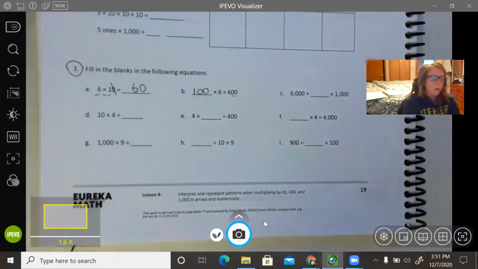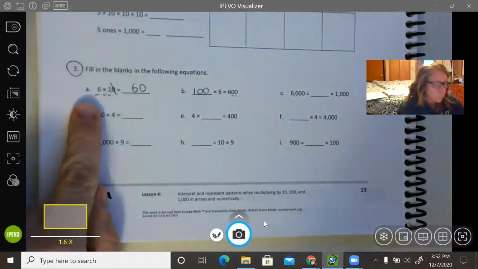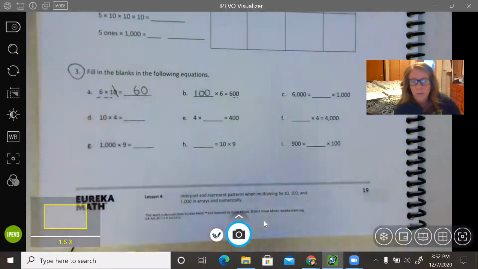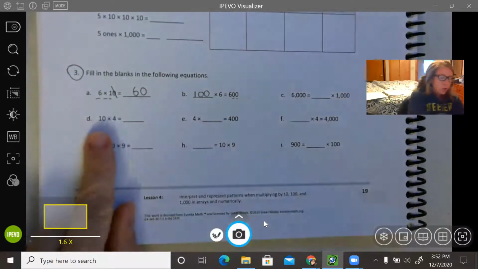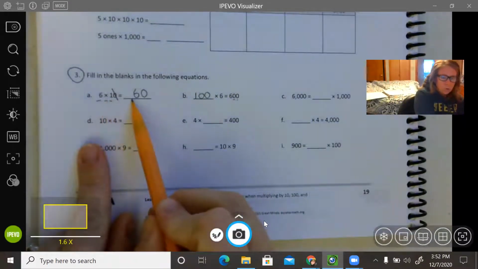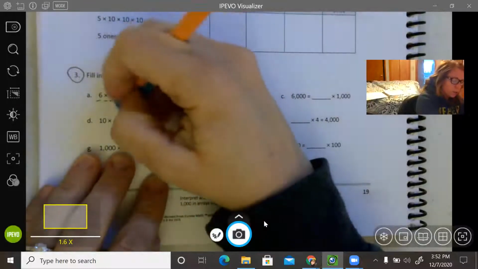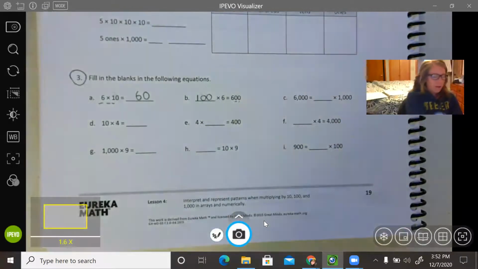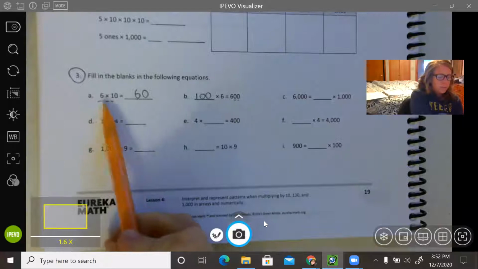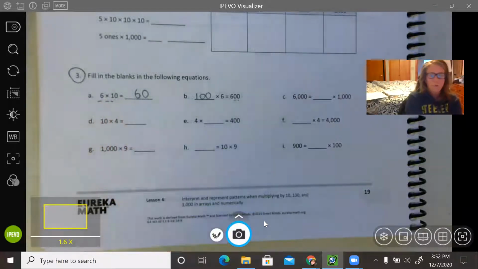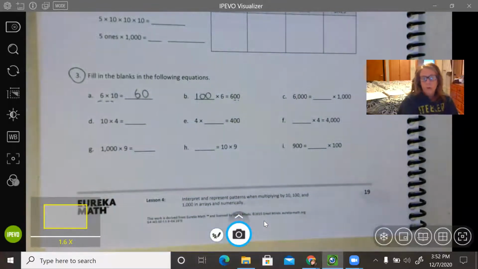Let me back up 1 minute to letter A. When you go back to read this equation, you don't want to say 6 times 1 equals 60. You want to actually get rid of that crossed out 0, because the answer to the equation 6 times 10 equals 60. We just take off that 0 to help us solve.